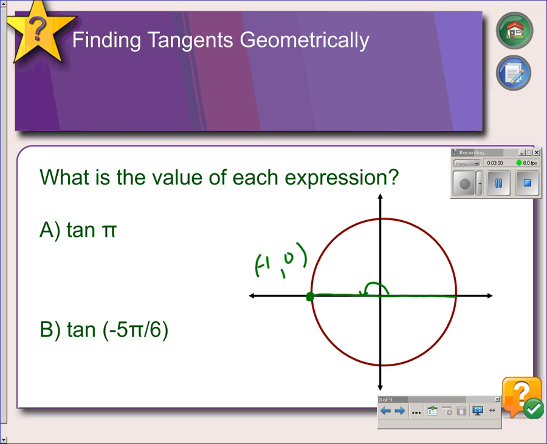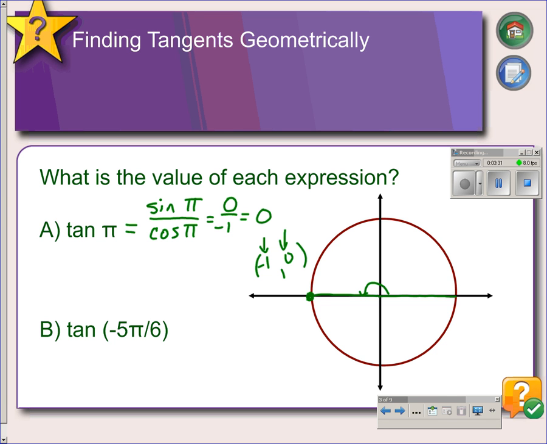So the tangent of pi would be equal to the sine of pi divided by the cosine of pi. The sine of pi is right there, and the cosine of pi is that one. So 0 divided by -1 is 0. So the tangent of pi is 0.